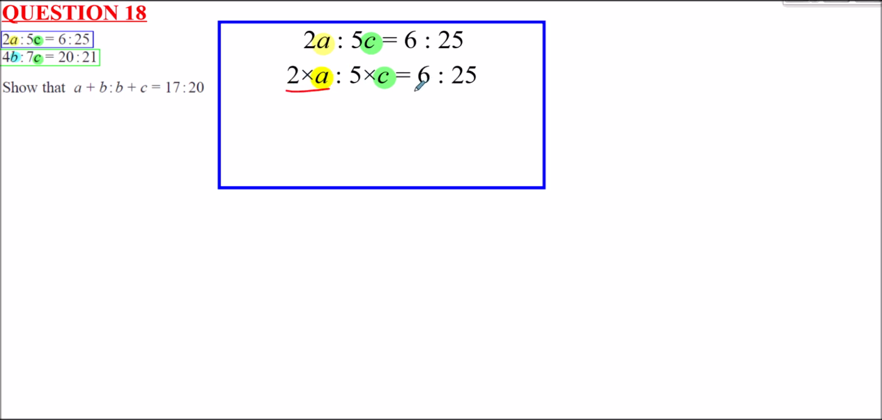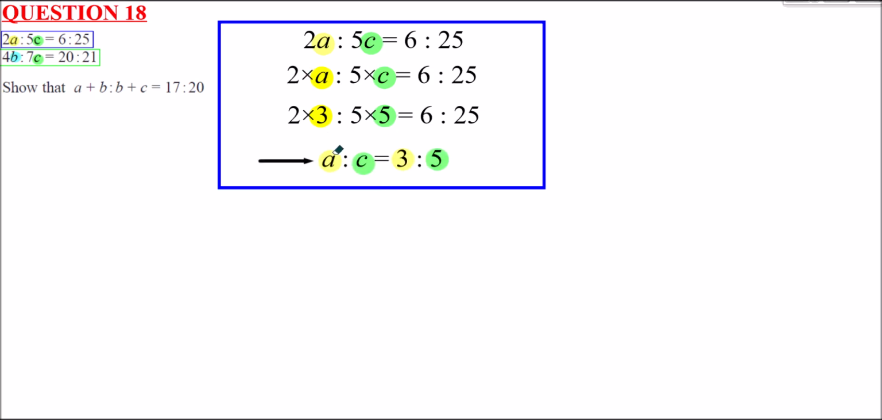2 times a needs to match up to 6, and 5 times c needs to match up to 5. Well, couldn't that be the case if I had 2 times 3? Because that would give me 6. And if c were 5, 5 times 5 would be 25. So using this line here, what I can next say is 2 times 3 to the ratio of 5 times 5 would indeed be 6 to 25. So therefore, from this we can sort of see the ratio of a to c is required to be 3 to 5.